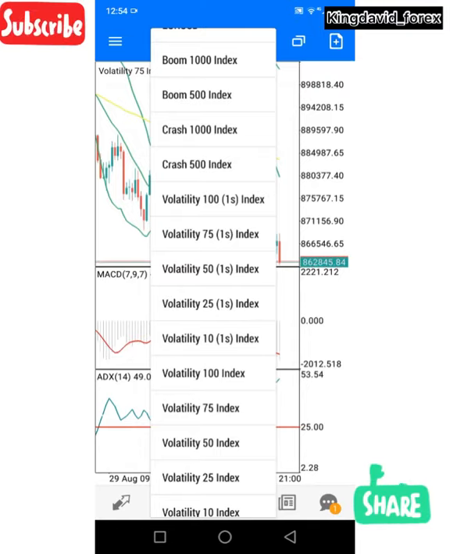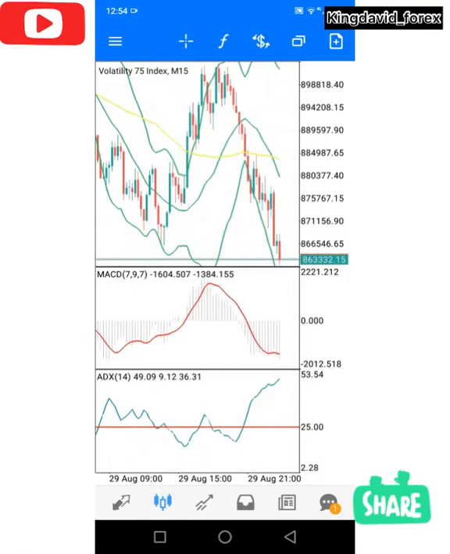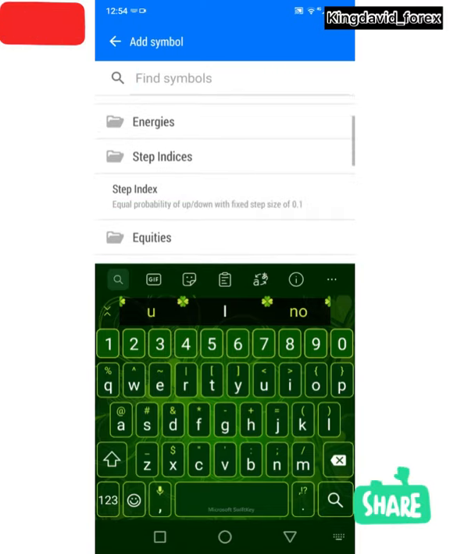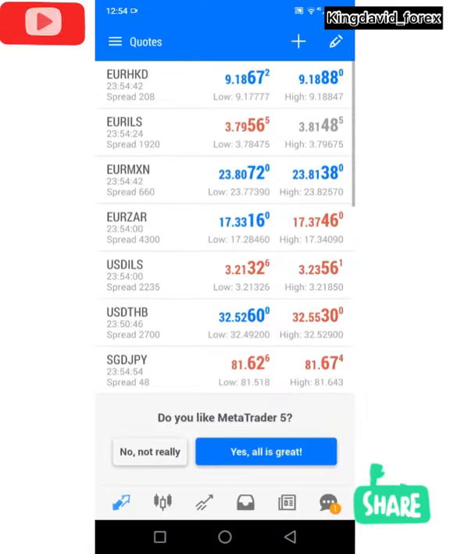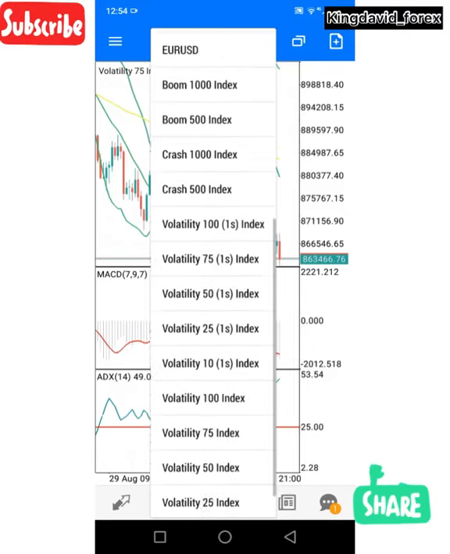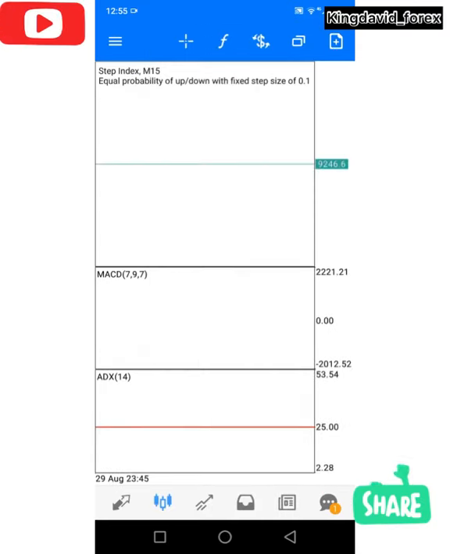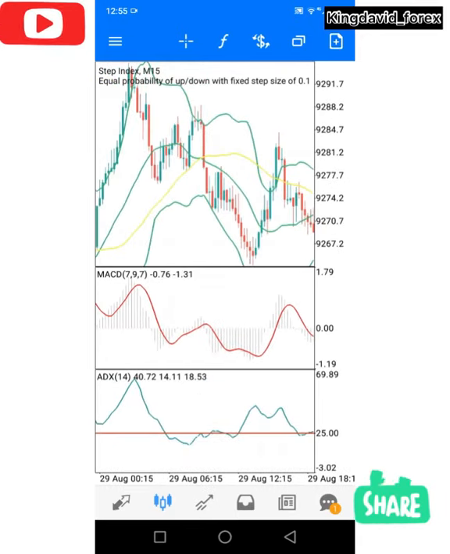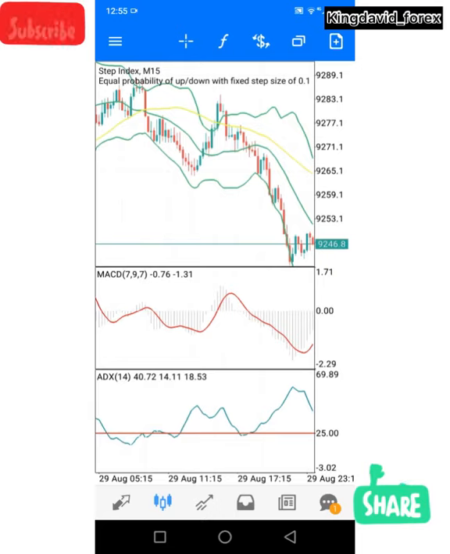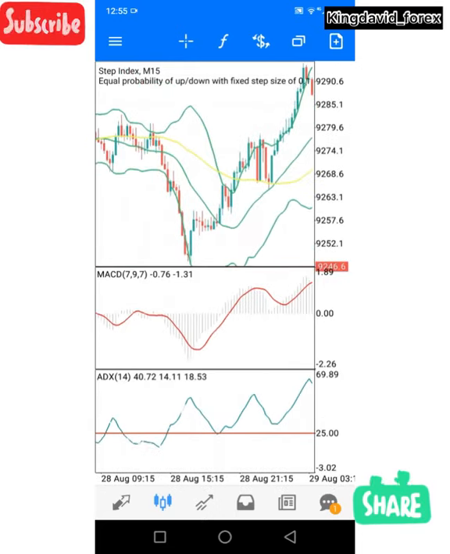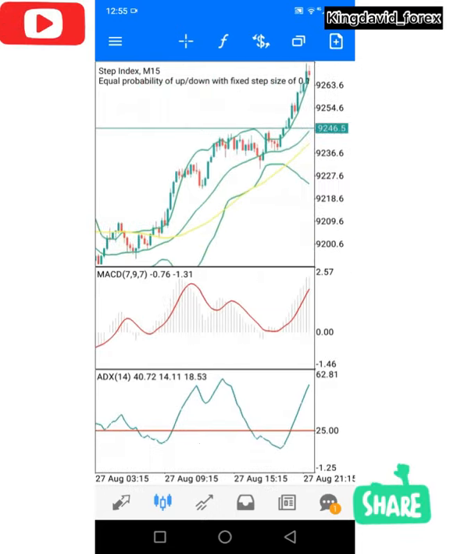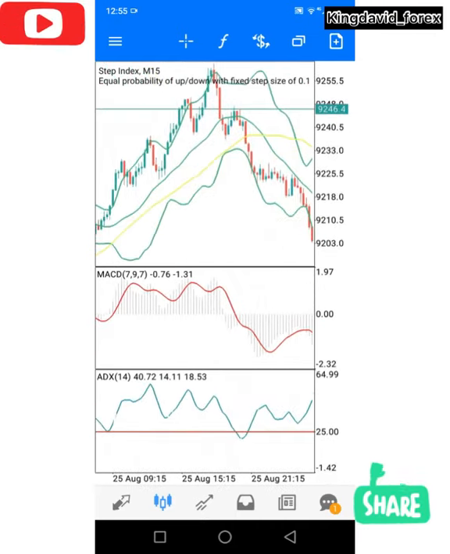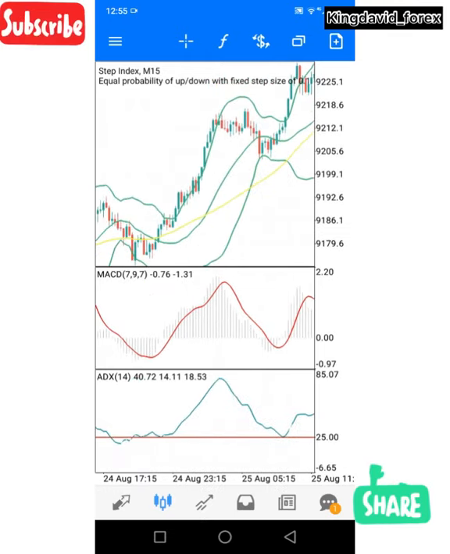I have it set on my phone. Right, step index as well. It works for that. Just the same format, same process, the same conditions. So it works for it as well. So you can always check it out, and also for currency pairs, and also for volatility, and even boom and crash.